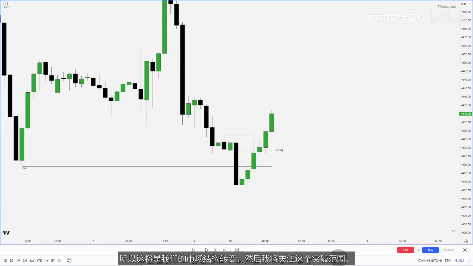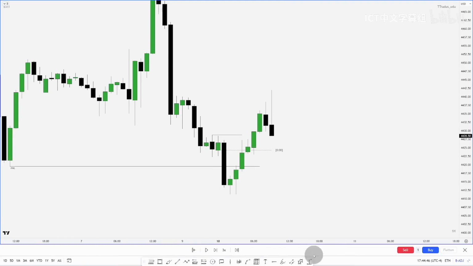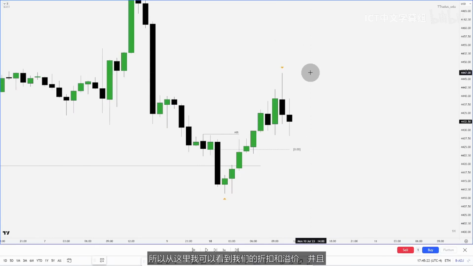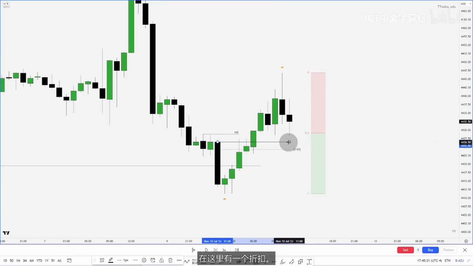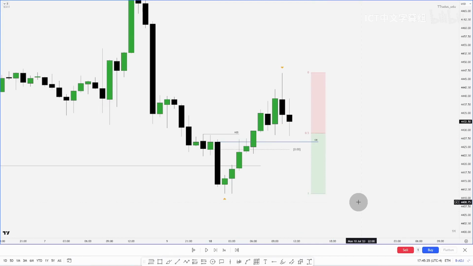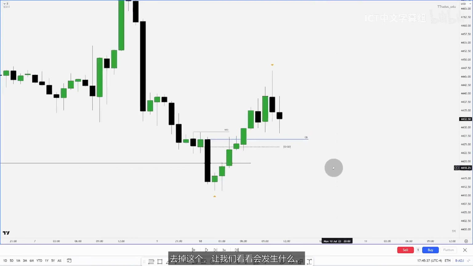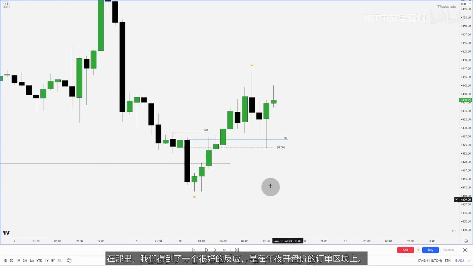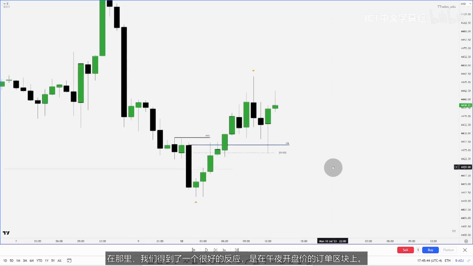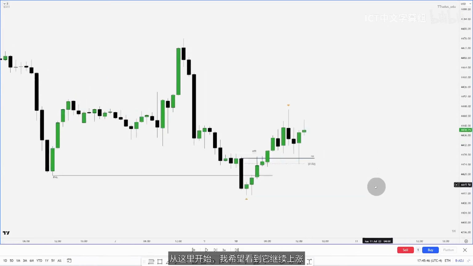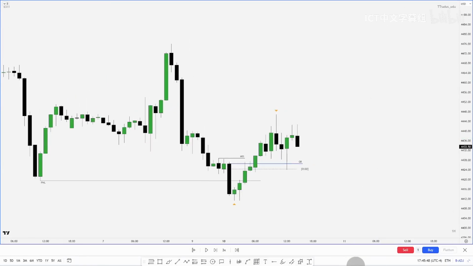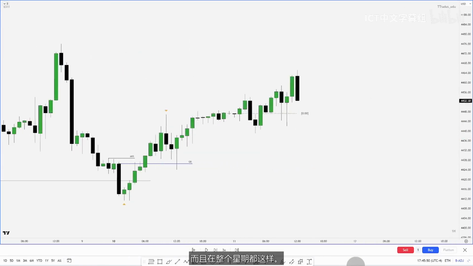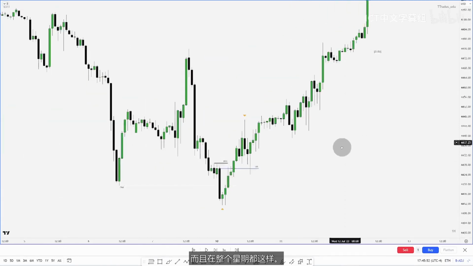And then I am focused on this displacement range. So from here, I can look at our discount and premium, and we have an order block sitting in a discount here. So I'd like to see this produce a reaction. Get rid of this, and let's see what happens. Right there, we get a nice reaction off of the order block in our midnight opening price. From here, I'd want to see it continue higher, and it does so throughout the week.